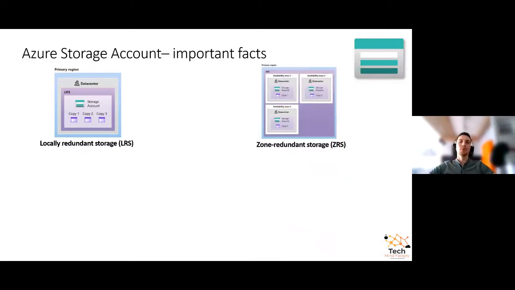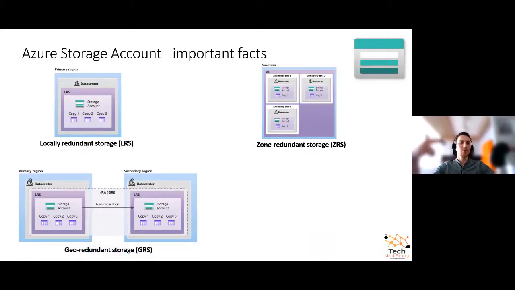There is also zone redundant storage. As you can see in the primary region, we have those 3 zones, zone 1, zone 2, zone 3. And the data is copied between those 3 zones. This is something better, but still, if there will be a region outage, we are lost. Then there is this geo-redundant storage, as I mentioned before. So we have 2 regions, the primary region where we have our data, but this data is geo-replicated to the secondary region.